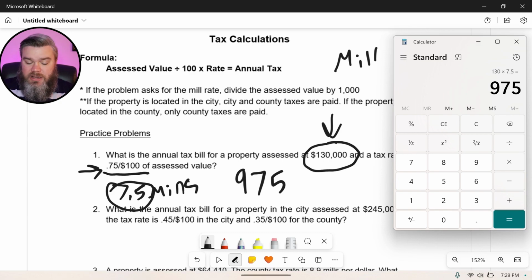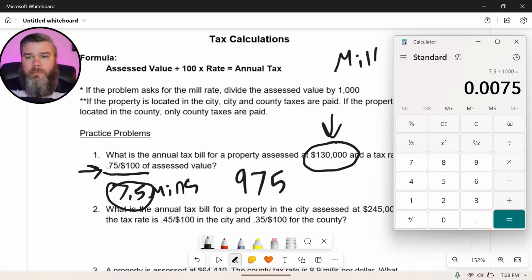It should be pretty easy to convert it from a per 100 rate to a mill rate to a per dollar rate and back. So same thing, if I'm looking at 7.5 mils, if you think about 1,000 on a calculator divided by itself would be 1. And so if you're looking at a mill rate of 7.5 mils and you divide it by 1,000, you have now converted that mill rate back to a per dollar rate. All I'm doing is converting things around. Don't let this confuse you.